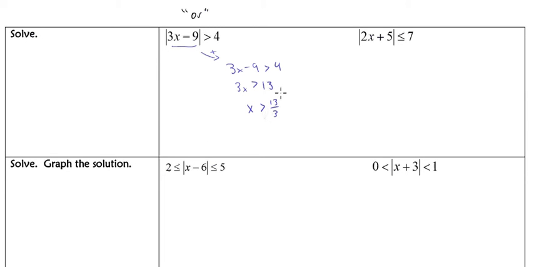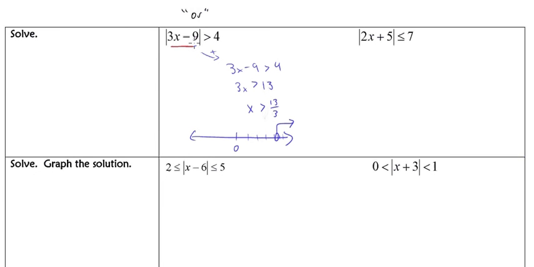All right, and on a number line, here's 0 over here, and 13 thirds is, what is that? 4 and 1/3. So 1, 2, 3, 4, and then cut that up into thirds. So 4 and 1/3, open circle, and we are shading to the right where those x values are greater than.